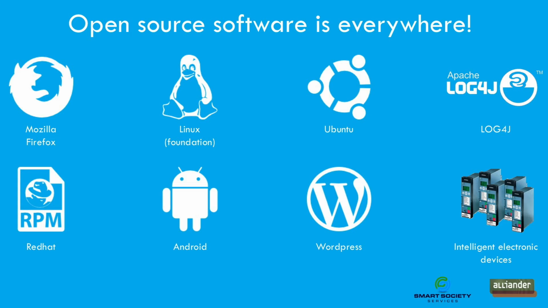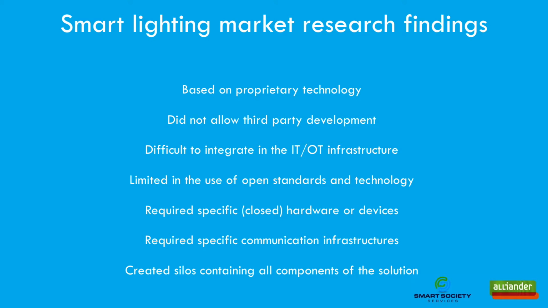Okay, let's move on to one of our major open source projects, the Open Smart Grid Platform. A few years ago, Alliander did market research on smart lighting solutions and found that the products available at the time were mostly based on proprietary technology, did not allow third-party development, were difficult to integrate in the IT/OT infrastructure, were limited in the use of open standards and technology, required specific closed hardware or devices, required specific communication infrastructures, and created silos containing all components of the solution.